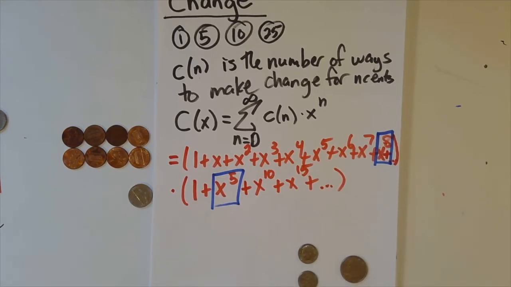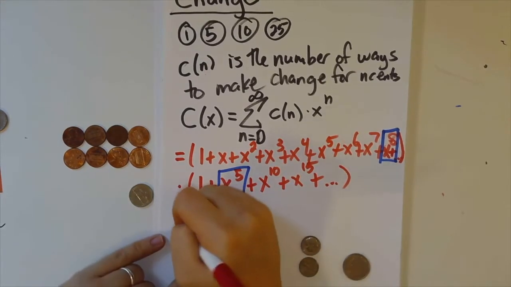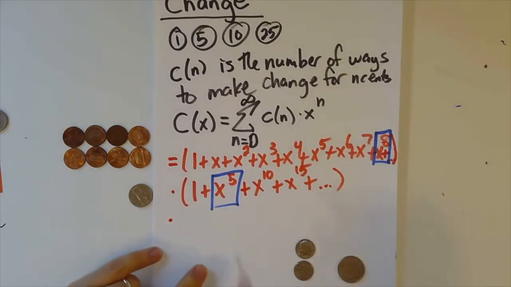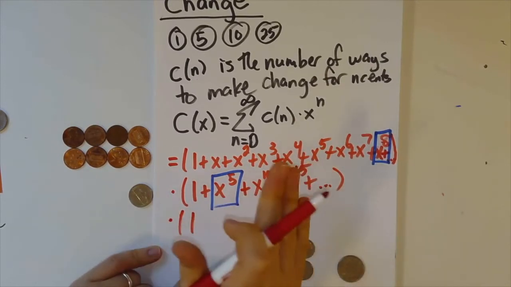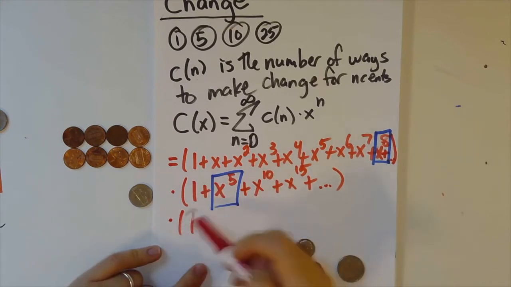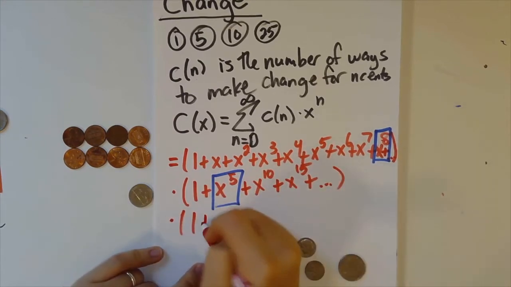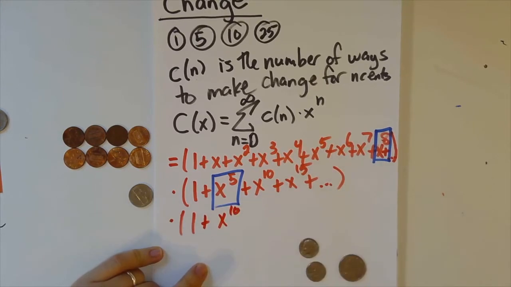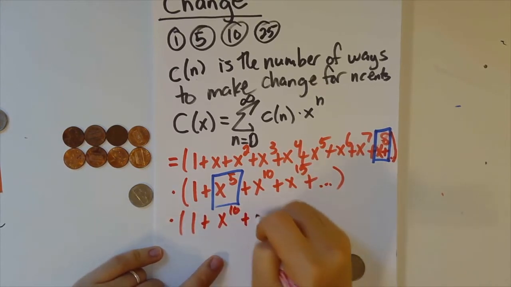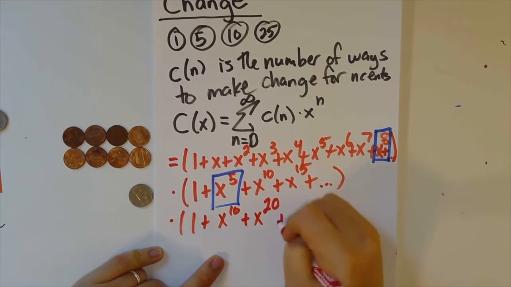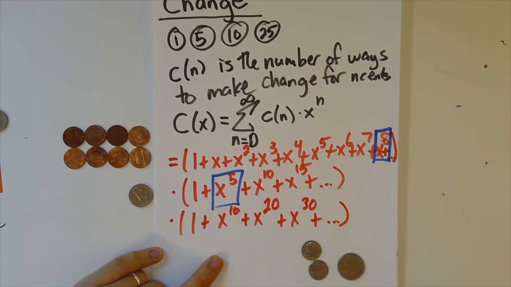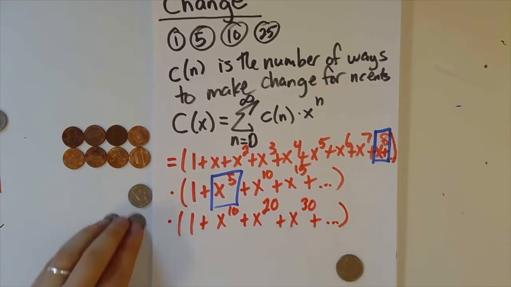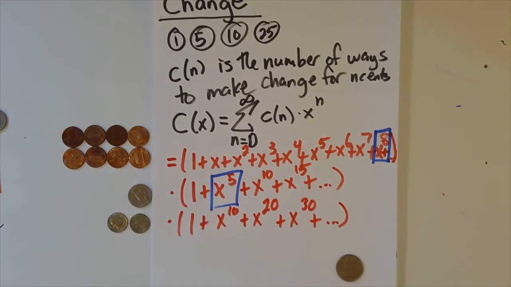When we go to talk about dimes, we can figure out what's going to happen. Namely, I could have no dimes, in which case I have x to the 0th as my term, which says I have 0 cents of dimes. Or as soon as I have 1 dime, I have 10 cents of dimes, or 20 cents of dimes, or 30 cents of dimes, and so on. Okay, and so there we go, like that.